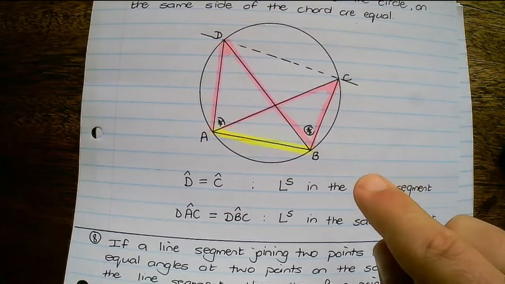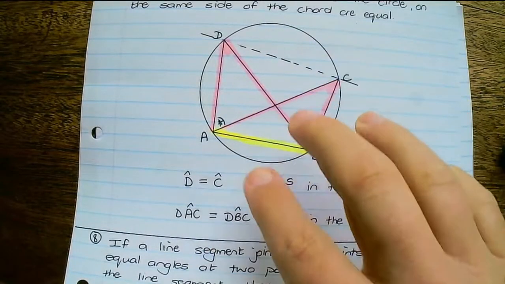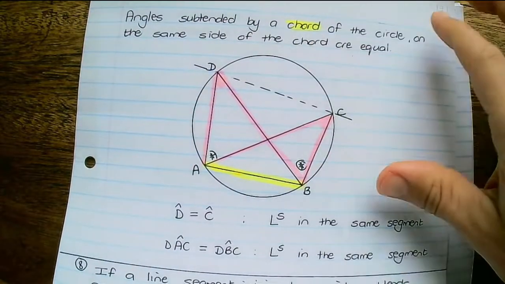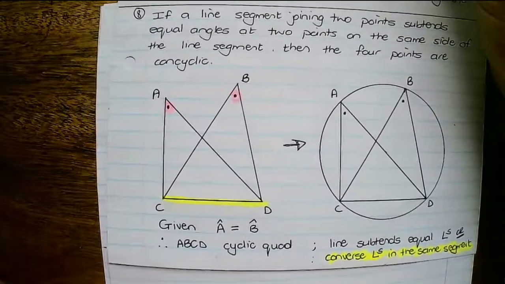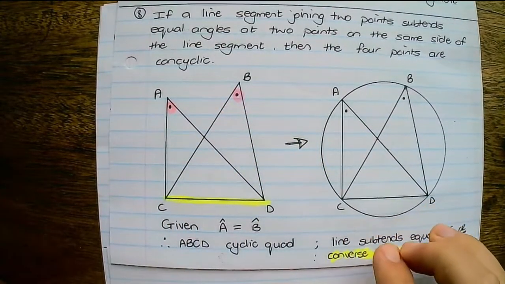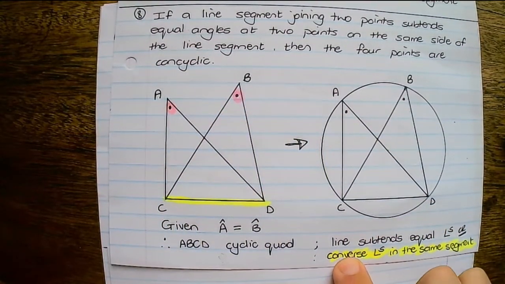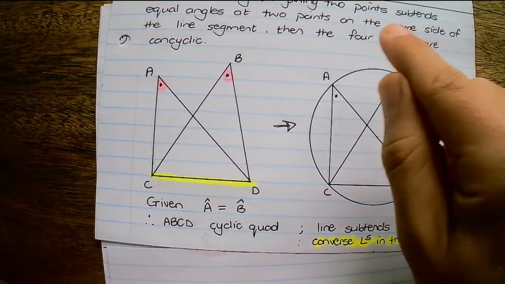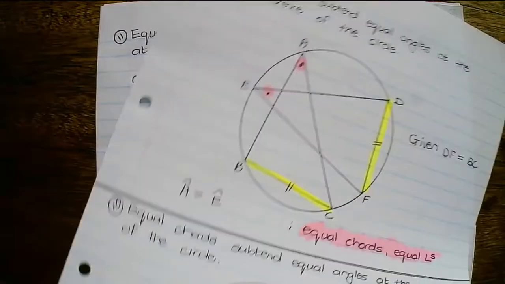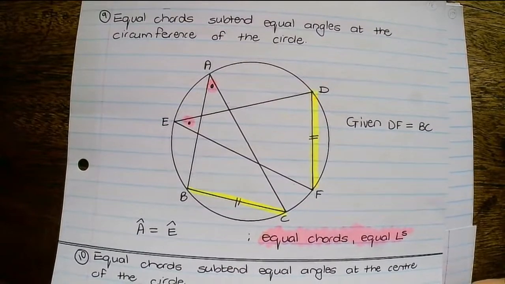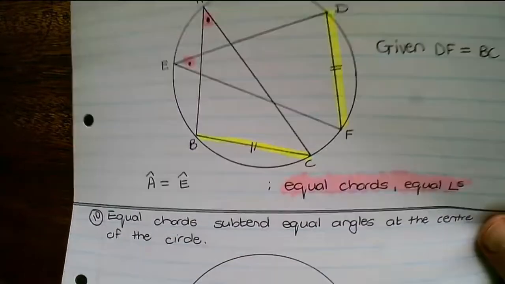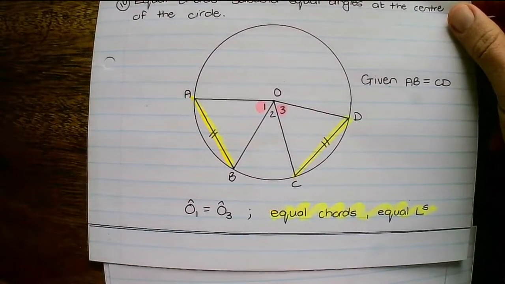So normally in class, we only see angles in the same segment. But from this theorem, we have discussed the converse. So if I have a line creating equal angles, then it's a cyclic quad. So converse means I've discussed these properties to create a cyclic quad. And also from this theorem, we have discussed equal chords create equal angles, and from that same theorem, equal chords create equal angles at the center.